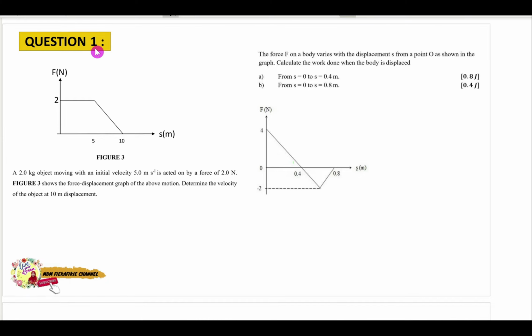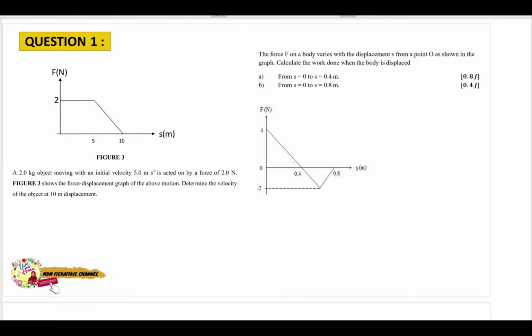So this is the first question and you can see here we have two graphs of F against S, force against displacement. Okay, so now let's read the question first. A 2 kg object moving with an initial velocity 5 meter per second is acted on by a force of 2 Newton. Okay, so the figure shows the force displacement graph of the above motion. Determine the velocity of the object at 10 meter displacement.